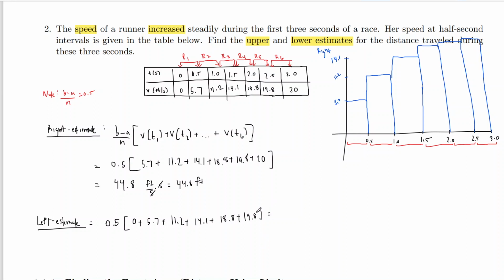But if we go ahead and add all this together, really, the only difference is this 20 is being replaced with a 0, and 20 times 0.5 is 10. So you can do this in the calculator, but I know this is going to be exactly 10 less. So it's 34.8 feet. And now at this point, you may have realized that when we were filling out the formula, but this number is bigger. So this is the upper estimate.